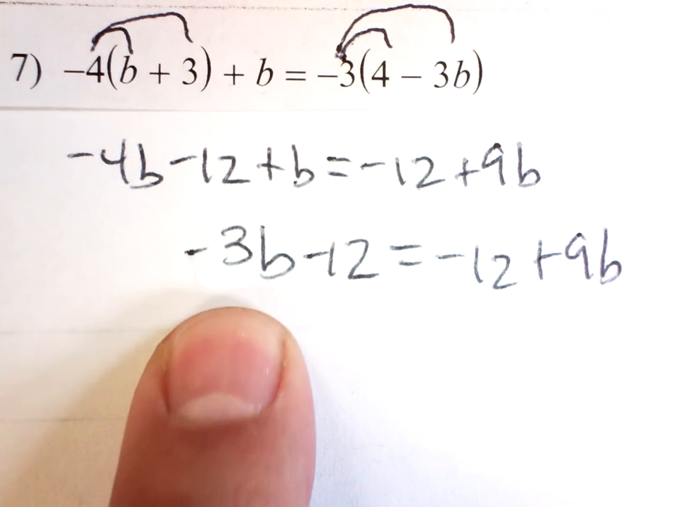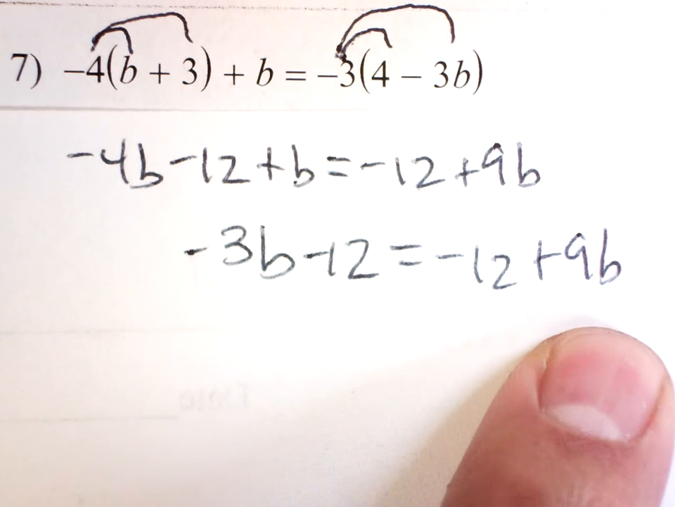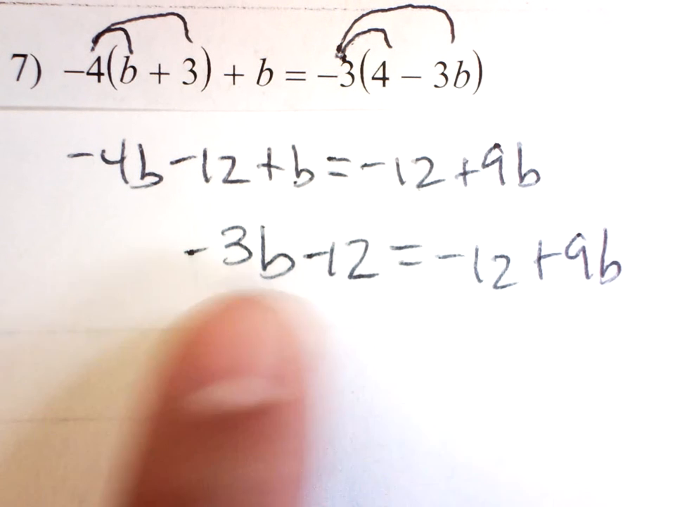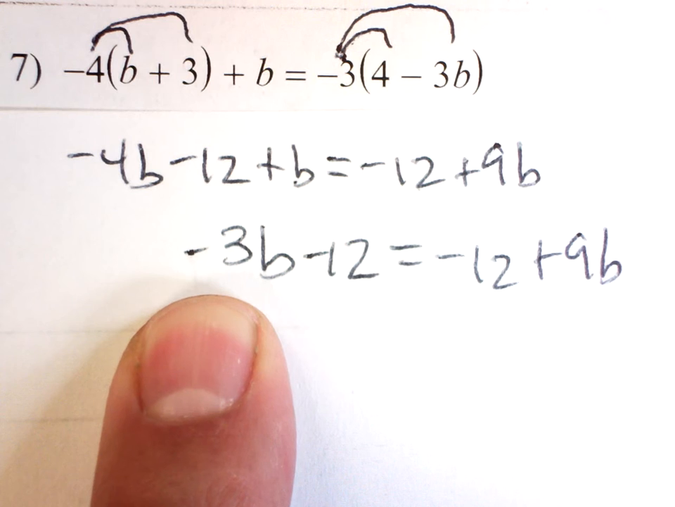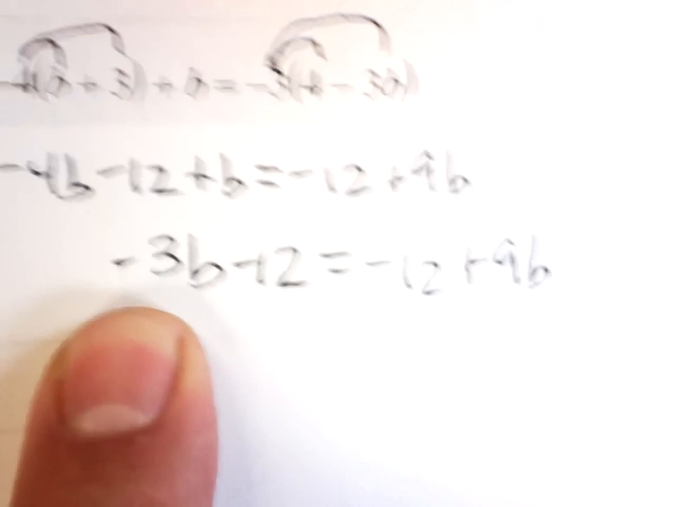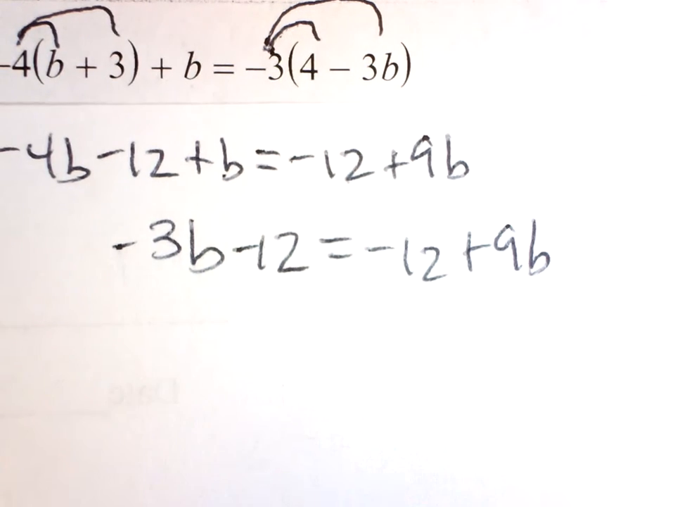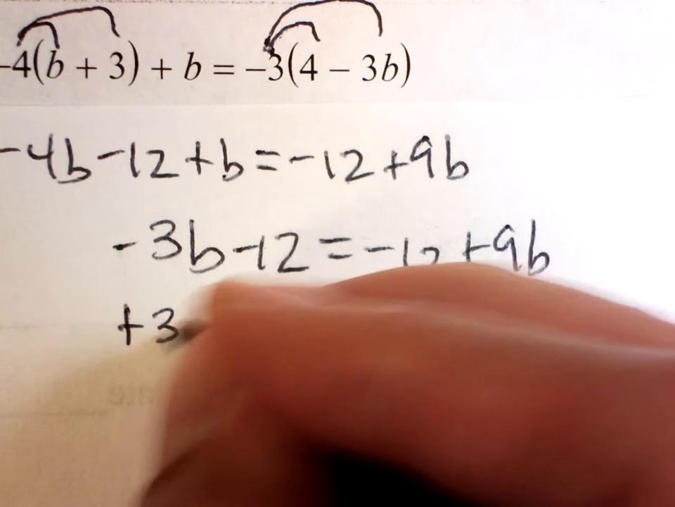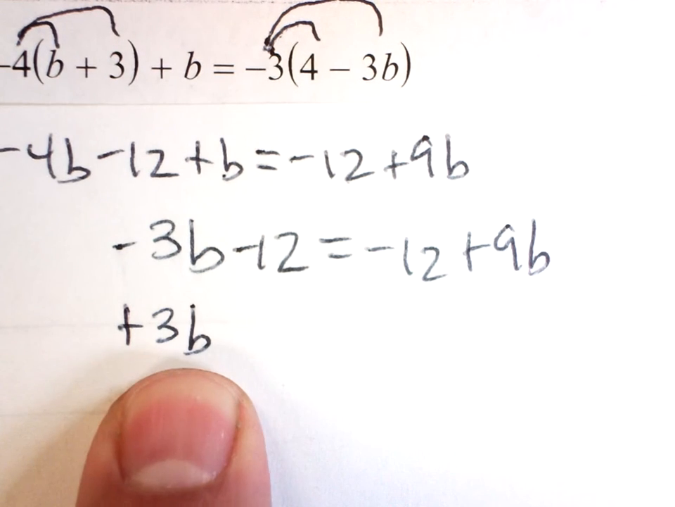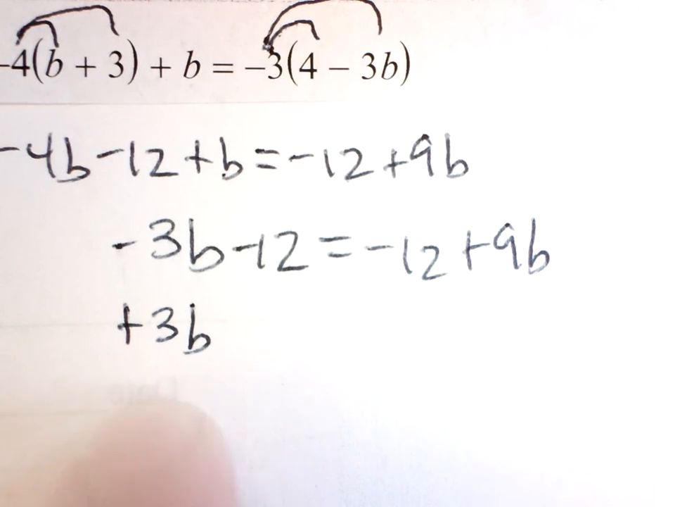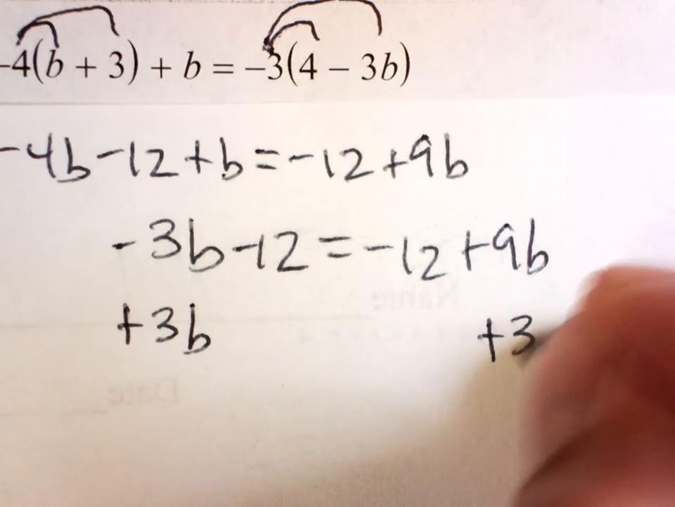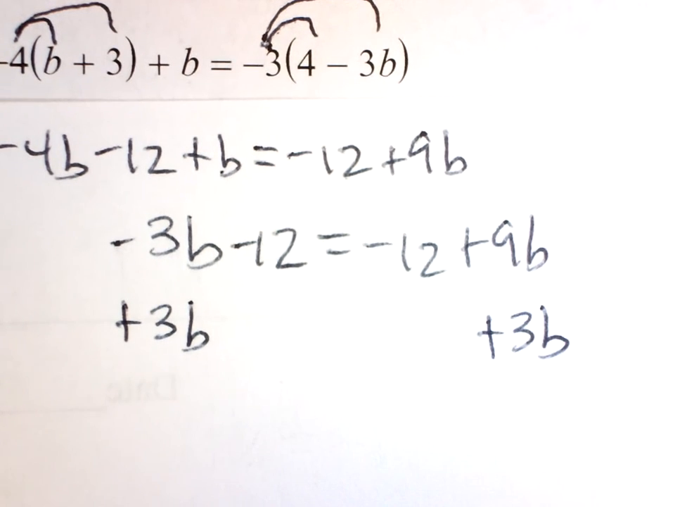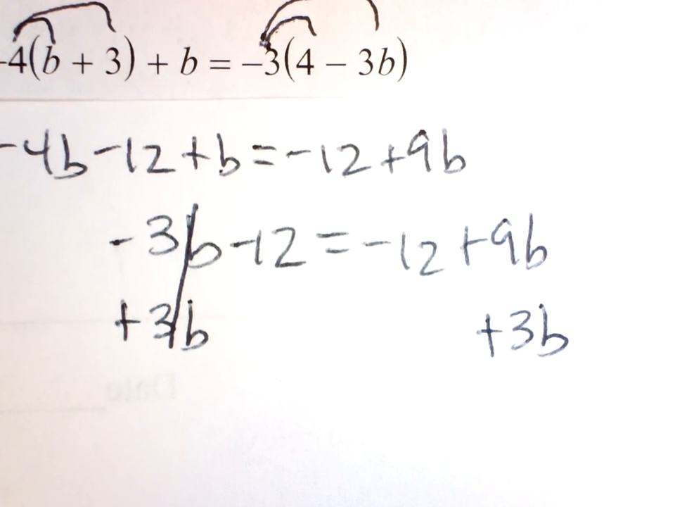So I have -3b over here, and I have plus 9b over here. -3b is smaller, so that's the one I'm going to move to the other side. So how do I move a -3b? Well, I just add 3b. And if I add 3b to this side, well then I add 3b to this side. What I do to one side, I must do to the other. So -3b and plus 3b, they go away.